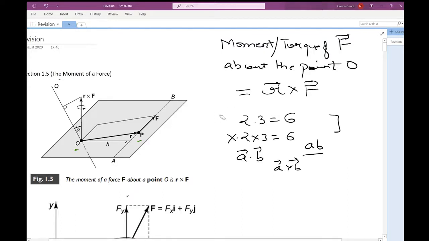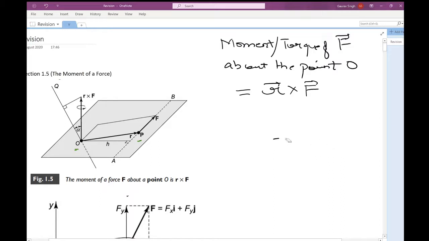This is how you define the moment of a force about a certain point. It's always about a certain point, and that point here is O. That is this vector R cross this vector F. You know from your knowledge that the direction of this vector R cross F will be in a direction perpendicular to the plane. So this R cross F, you can see it over here, and that's how the moment of a force is defined.